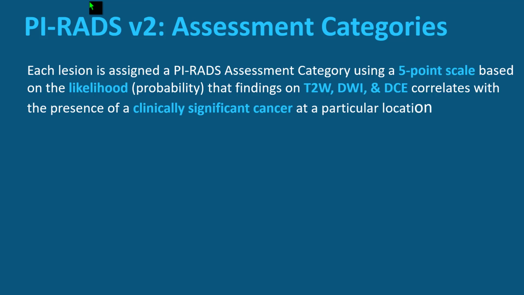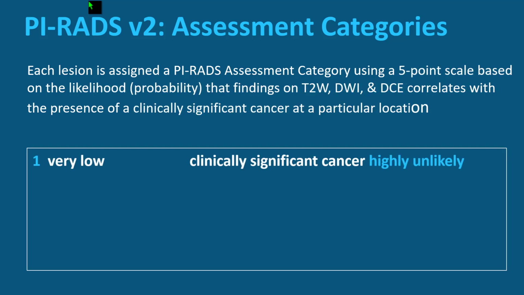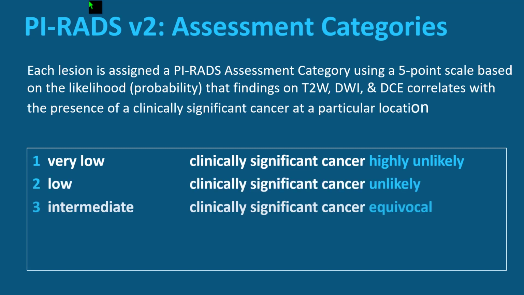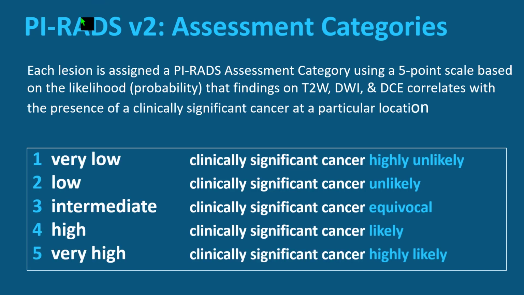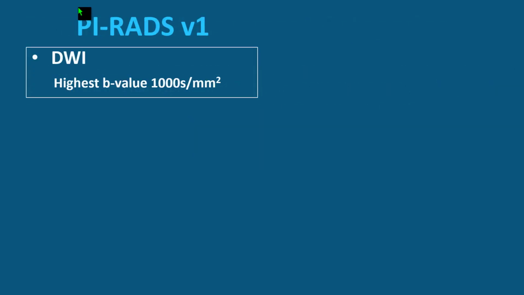Now you have the assessment categories. 1 is a very low chance of having a clinically significant cancer. A low is a 2, a do not know is a 3, a 4 is high, and a 5 is very high. I will give some data later in my presentation.